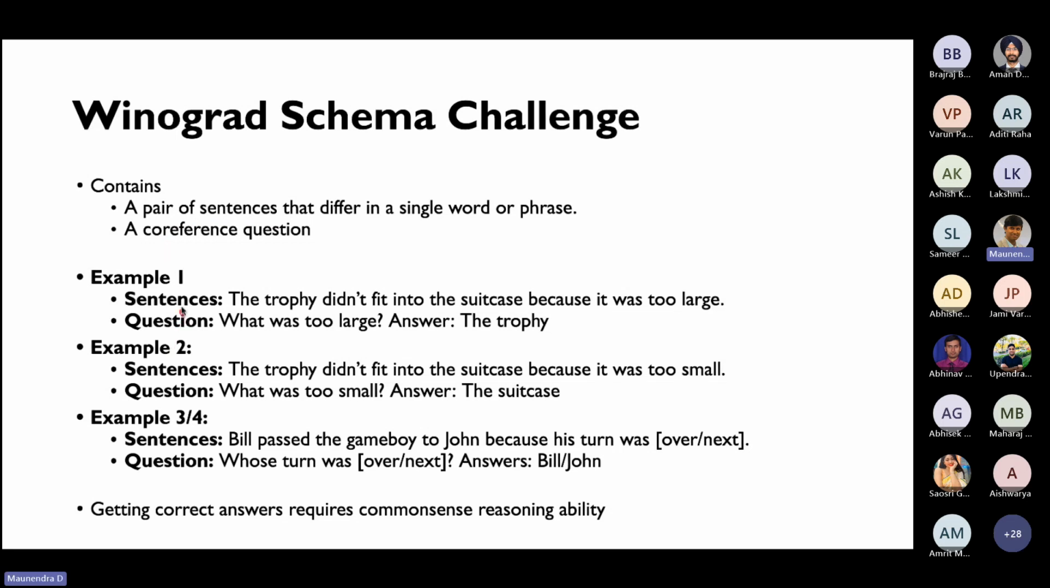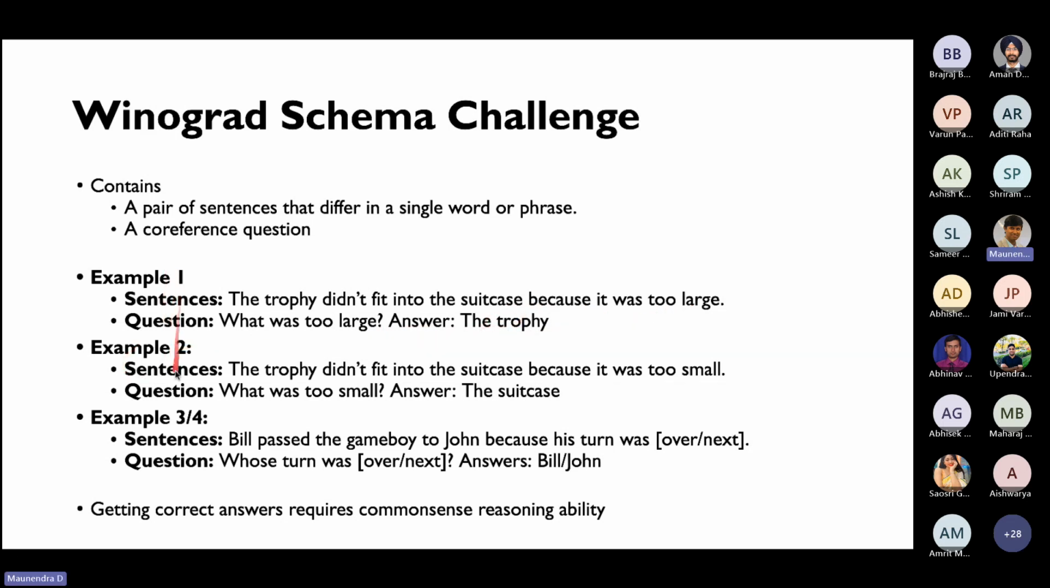An example. So example 1 and 2, they together make one example for the schema challenge. The first sentence is, the trophy didn't fit into the suitcase because it was too large. Okay. So the question is, what was too large? The answer was trophy. It did not fit in because it was too large. The trophy was too large.